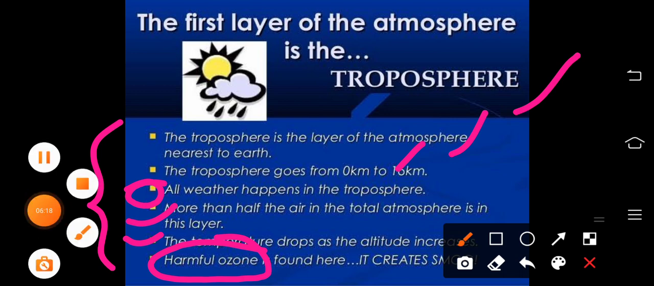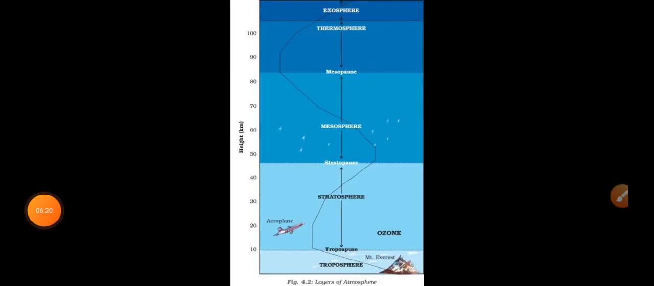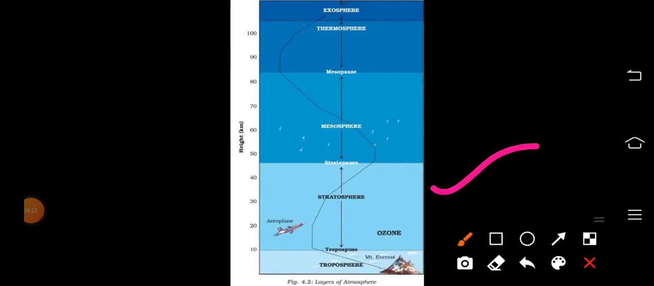Fine. So the second layer is the stratosphere, and you can see some important things. Yes, aeroplane, then presence of ozone. Actually, ozone is seen in the lower layers of the stratosphere.